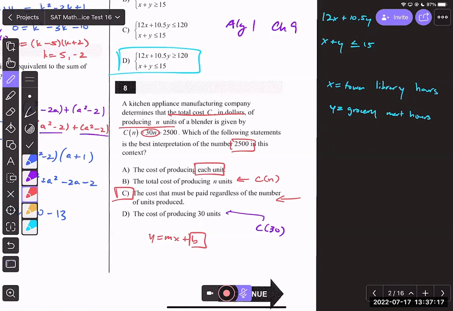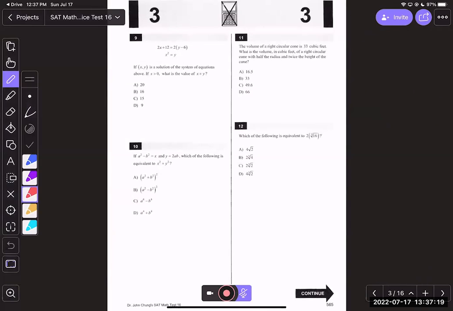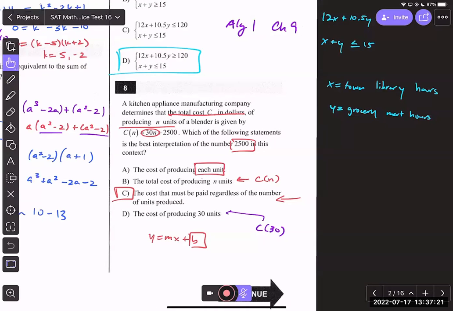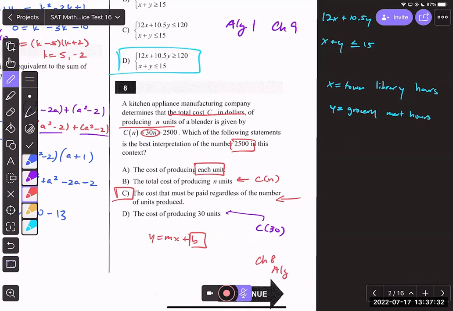All right, nice work. Let's move on to the next page. This is something I would put under chapter 8, like chapter 8 in algebra 1 or so. This is like an interpretation of a line. That's really the idea here, right?